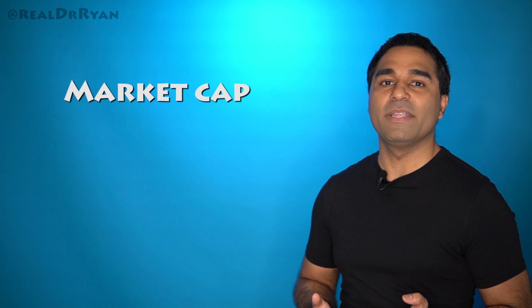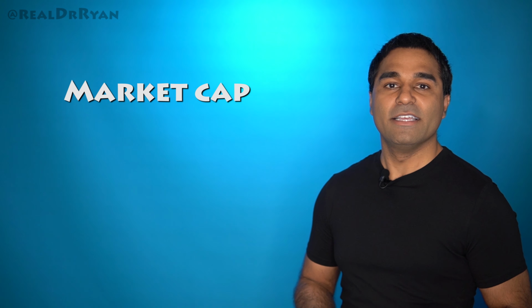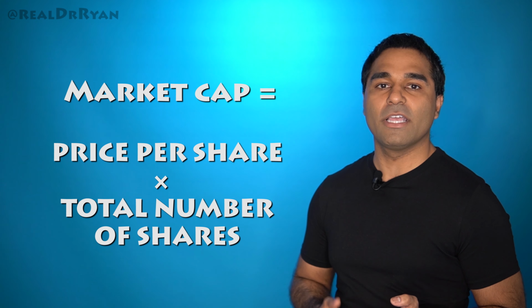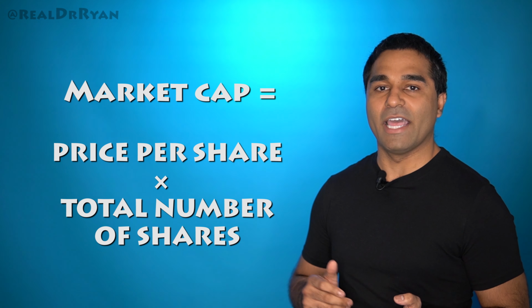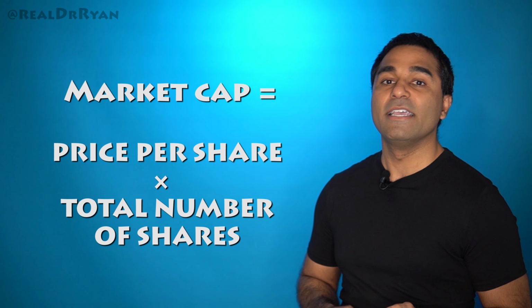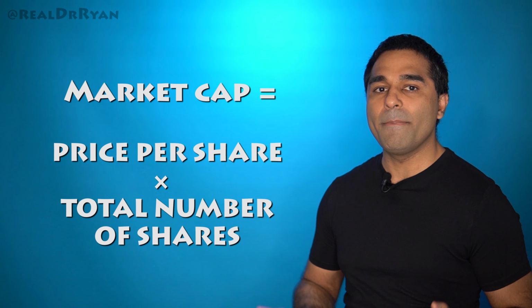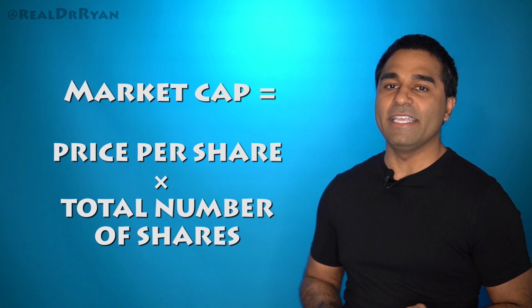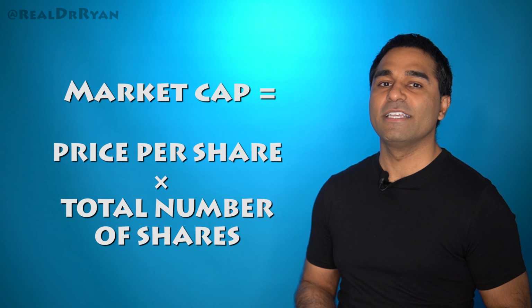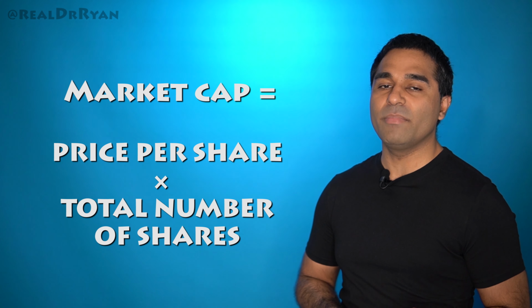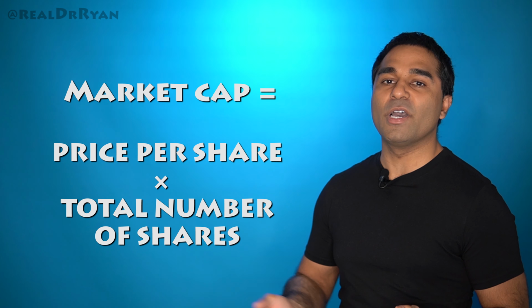The next statistic is the market cap, and the market cap refers to the total value of a company's stock. You can calculate the market cap very simply. You just take the price of a stock and multiply it by the total number of shares that exist for that particular company. So for instance, if a company has 20 million total shares and each share costs $10, the market cap for that particular company would be $200 million.